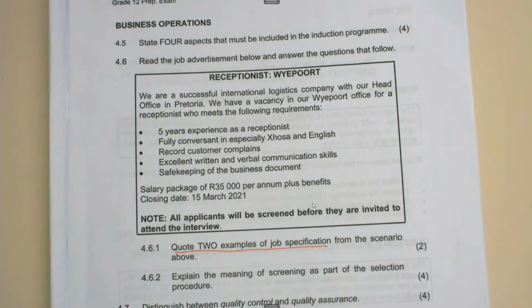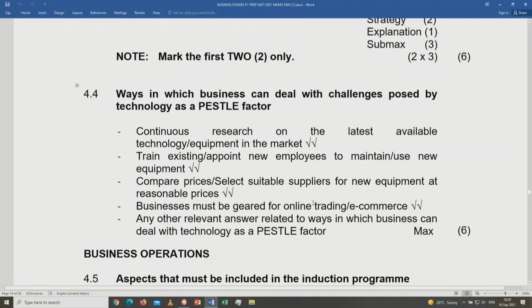Here are the questions. Quote 2 examples of job specification from the scenario above. Now, learners should know what job specification is. And remember, they should know the difference between job specification and job description. Here they are applying their knowledge. That's why I'm saying when you look at scenarios, they deal mostly with application. Then explain the meaning of screening as part of the selection procedure. Let's look at how this should be marked.